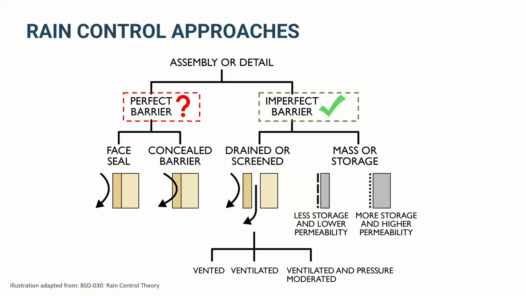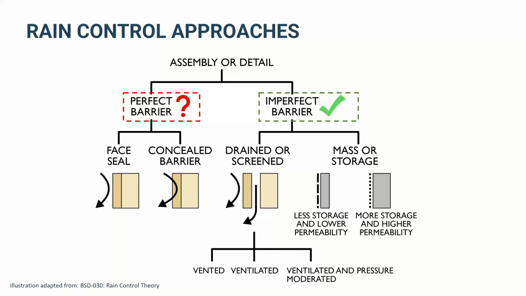Now, the imperfect approach is, again, not saying this is not a good way to go, but it's really giving us kind of a second line of defense. That could be broken down into drained or screened approaches, which I'm going to be mostly talking about, or mass or storage assemblies. So think like big, thick walls.